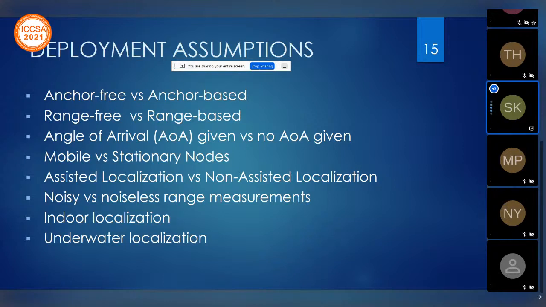The range measurements, if it's range-based, could be noisy or noiseless. We could be talking about indoor localization with obstructions, or it could be underwater localization. So several deployments of these sensor networks are possible.